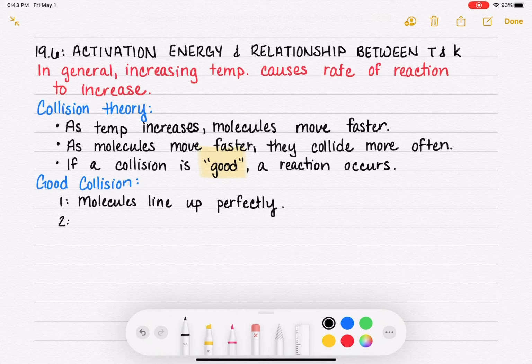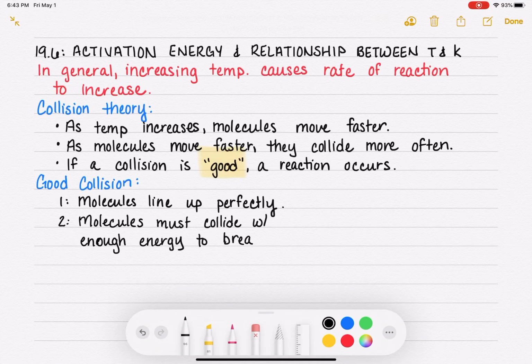The other thing that needs to happen in order for a collision to be good: the molecules have to hit each other pretty hard. Molecules must collide and bring into that collision enough energy to break any kind of bonds that need to be broken. And breaking bonds takes a lot of energy. So they have to collide just right, and they also have to collide with a lot of force so they can just slam those bonds apart.